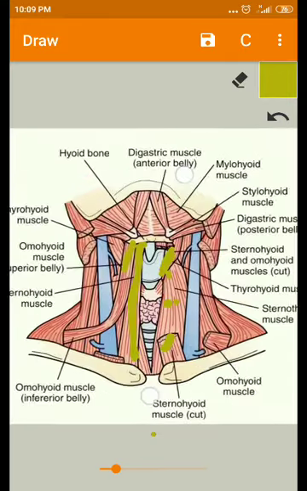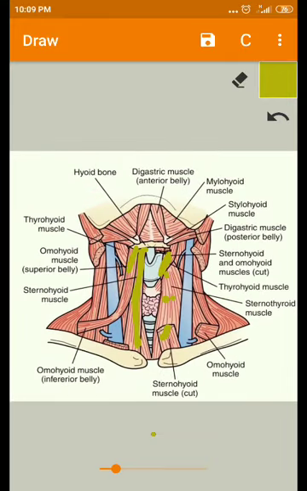One is the omohyoid, sternohyoid, sternothyroid, and thyrohyoid muscles. Okay, these are the total 8 secondary muscles which help in the temporomandibular joint motion.